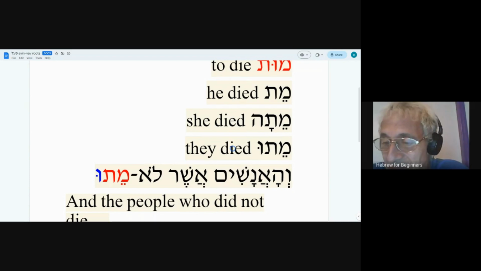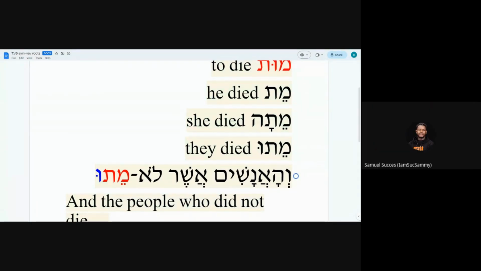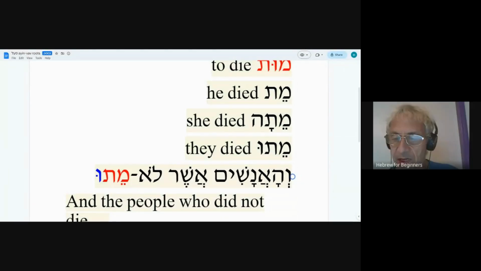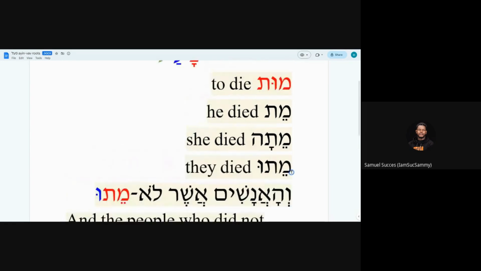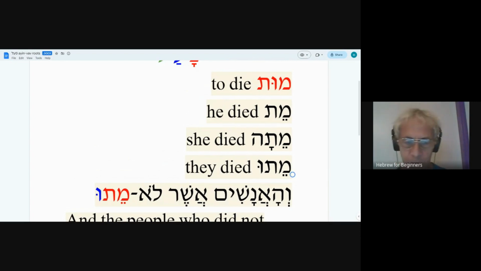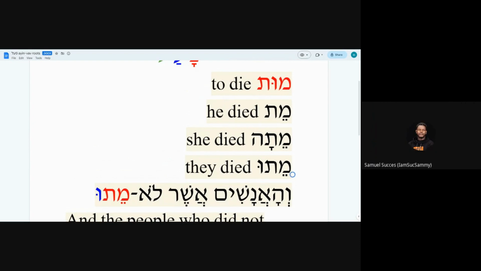Gotcha. All right, Sammy, could you read the verse, or the fragment of the verse, that has our verb in it? Starting from the cursor. Ve'anashim asher lo metu. Right. And do you see the verb in question? Do you see our verb in this line? Yes. Metu is they died. Right.